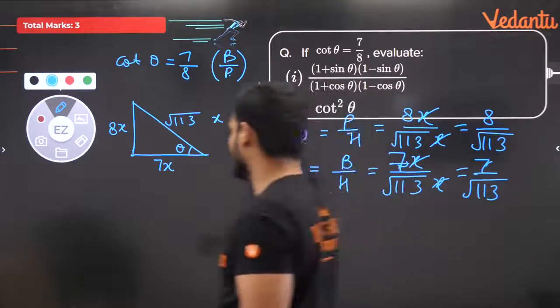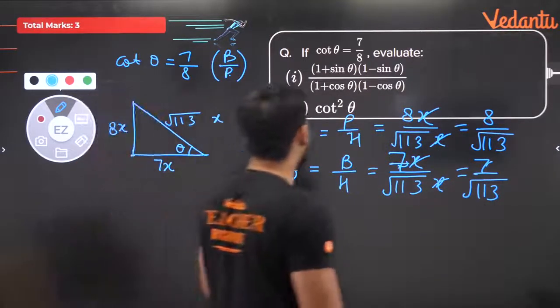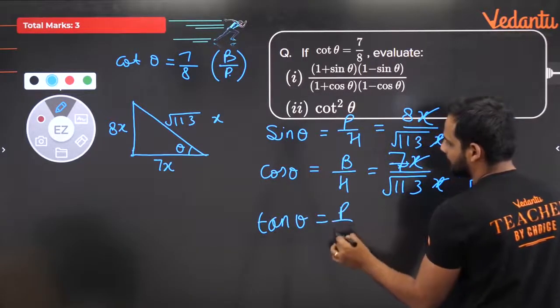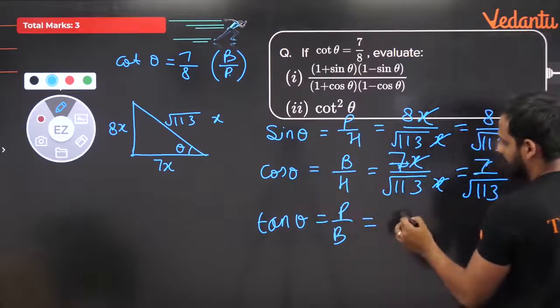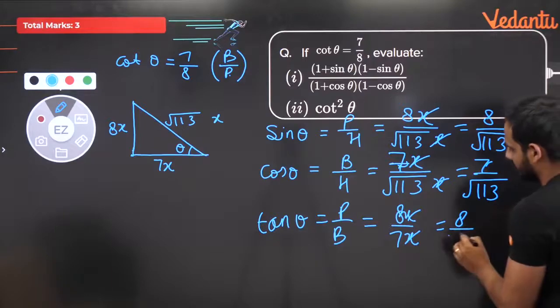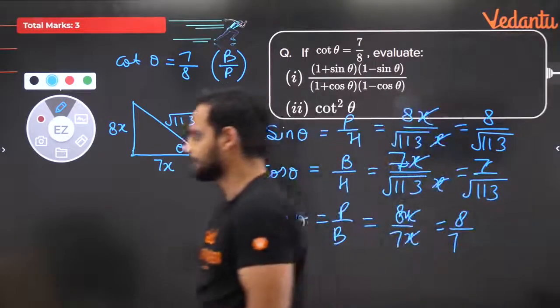ठीक है? This is how you can get tan theta. Tan theta will be equal to what? So tan theta will be equal to perpendicular upon base, which is equal to 8x upon 7x, which is equal to 8 by 7. So this way you can get all the trigonometric ratios.